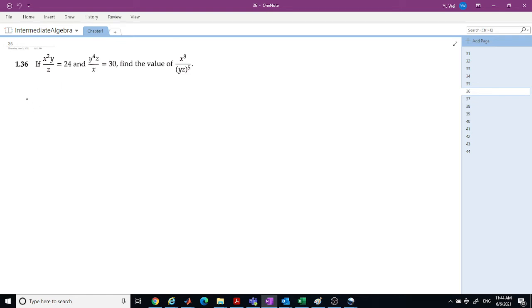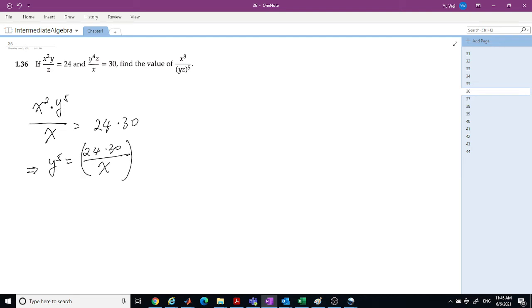So first, let's multiply them together, okay? So x squared times y to the 5, and over x, okay? So we get y to the 5 first, right? It is equal to 24 times 30. So we know y to the 5 is 24 times 30 over x. Okay, now we have y to the 5.